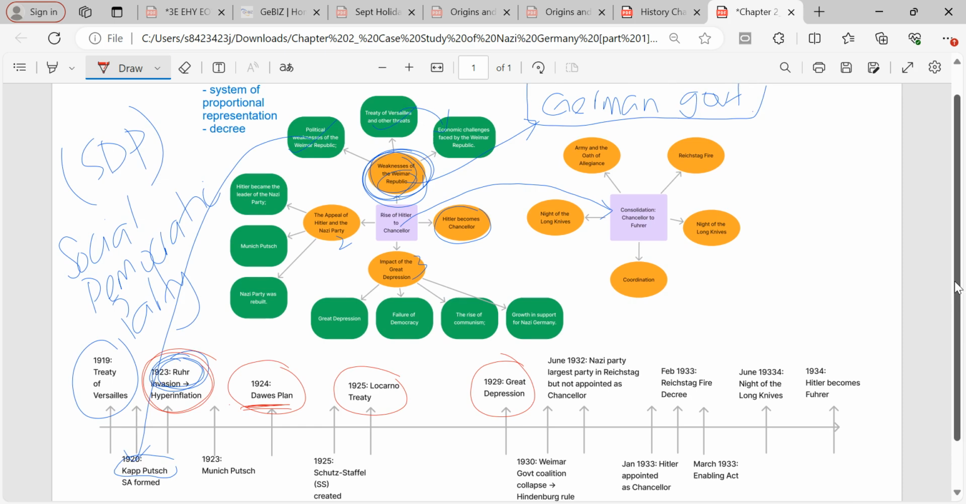Now we look at point number 2, appeal of Hitler and the Nazi Party. Hitler becomes the leader of the Nazi Party. There's a bit of a story here, but it's not really crucial to understand this part. The party was started by Anton Drexler. Hitler was there to spy. He then discovered his oratorical skills.